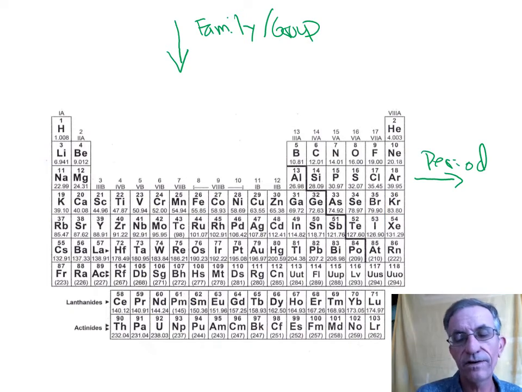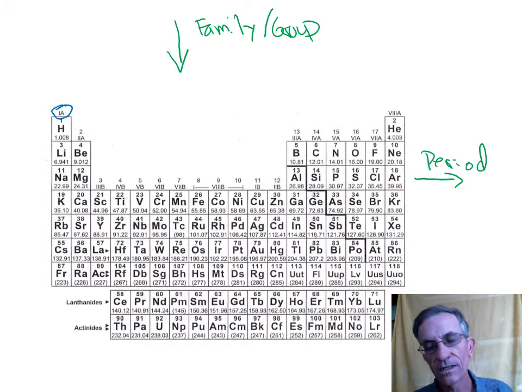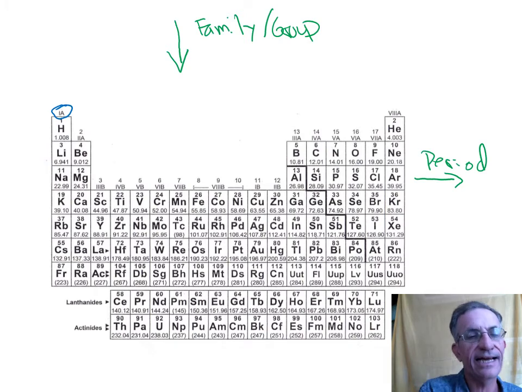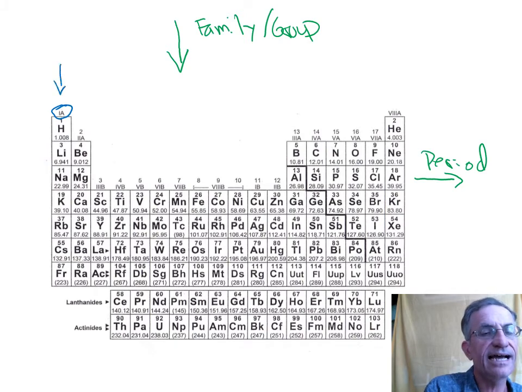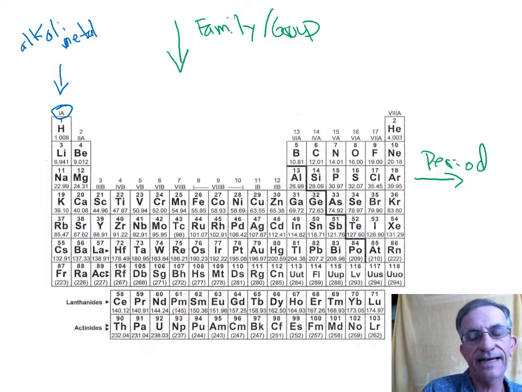So these families have names. Now, let's go through some of them that you need to be familiar with. So this column right here, sometimes you're going to hear me call it the 1A column. If you're in column 1A, these are called the alkali metals. Again, they're all going to be similar to one another. You saw that a minute ago.